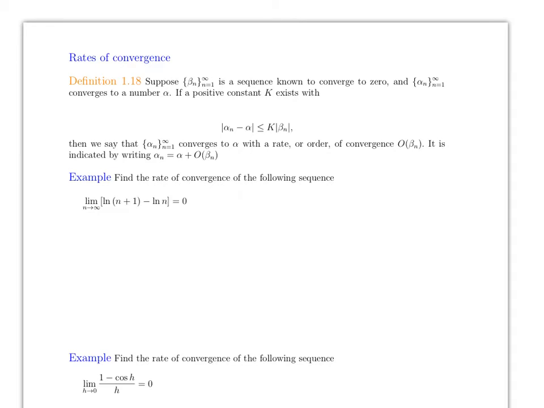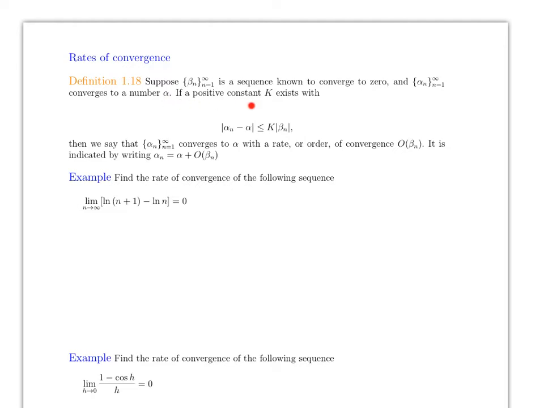All right, so now let's talk about rate of convergence, which is a very, very important thing to remember. You actually saw some of these things in Calculus 1 and Calculus 2, but now we're going to be very specific here. So definition 1, suppose that Bn is a sequence known to converge to 0. So this one has to converge to 0. There are a lot of those sequences. And alpha n converges to alpha. So this is the approximation to this.